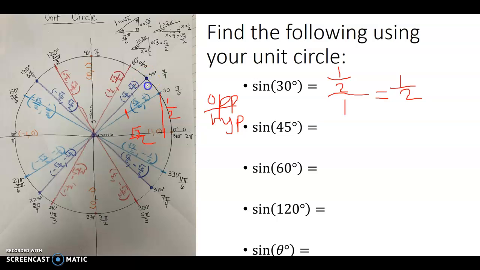of 45 degrees. Okay? If you draw your right triangle, we know that the height is square root 2/2, and the base is also square root 2/2. My radius is 1. So opposite, square root 2/2 over 1. Anything divided by 1 is still itself, so it's just square root 2/2. Okay? You're going to do the same thing for 60 degrees and 120 degrees.